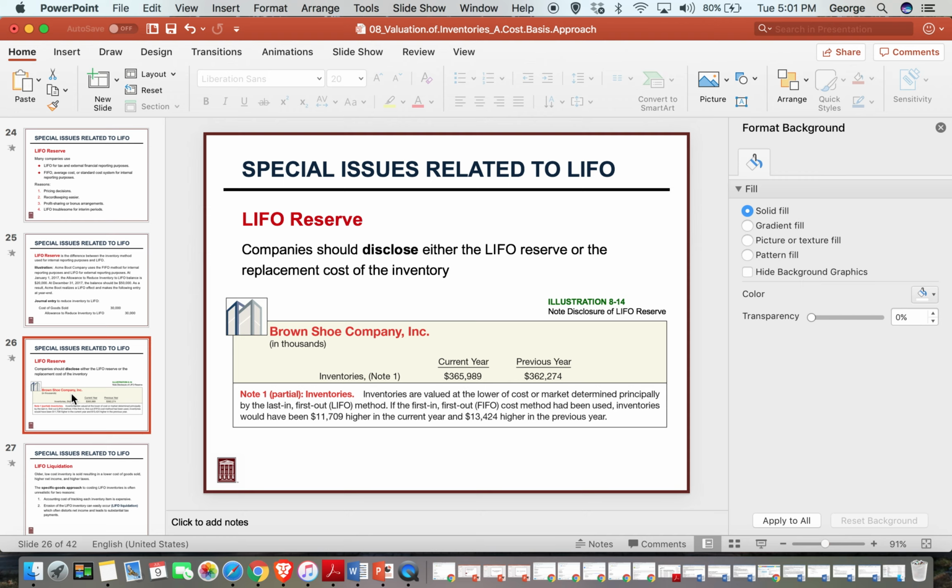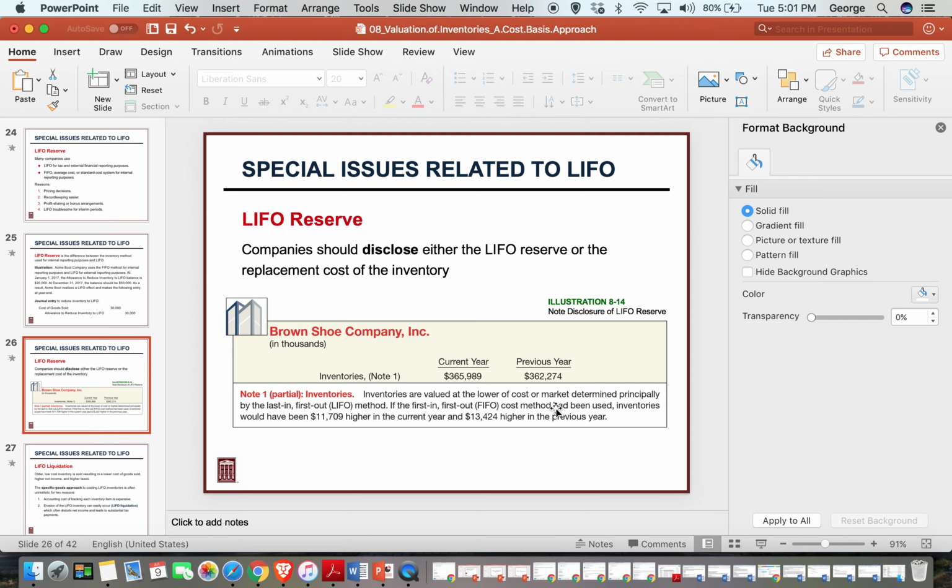All right, special issues related to LIFO. Companies should disclose either the LIFO reserve or replacement cost of inventory. Here it tells us that inventory is valued at lower of cost or market. That's your replacement. What's it going to cost us, the market cost? It's going to cost us to replace it. So that's what they've done here, they've shown the replacement.